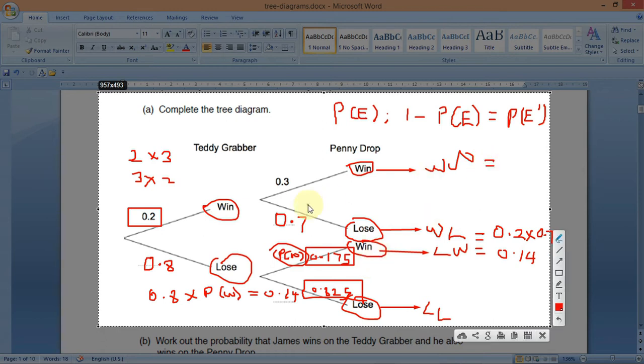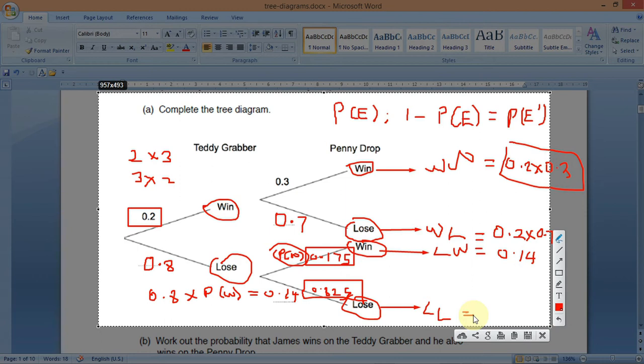So let me just do that. Probability win-win will be 0.2 times 0.3. So I have this down, guys. Just put it in your mind, I'm going to use the answer later. So probability win-win is 0.2 times 0.3, and that is 0.06. Guys, this is a video, you can rewind and finish up.